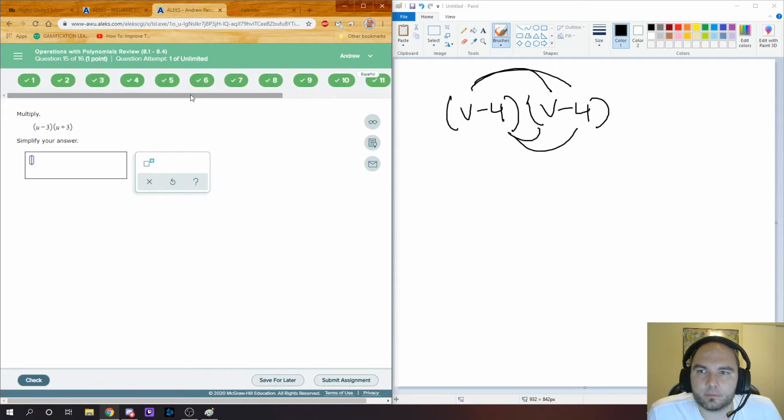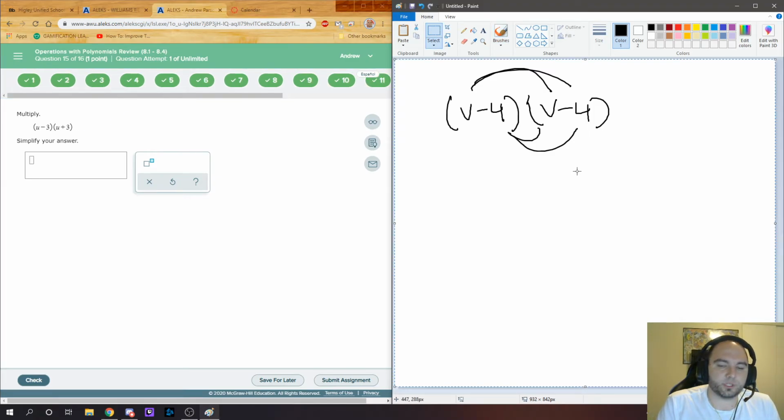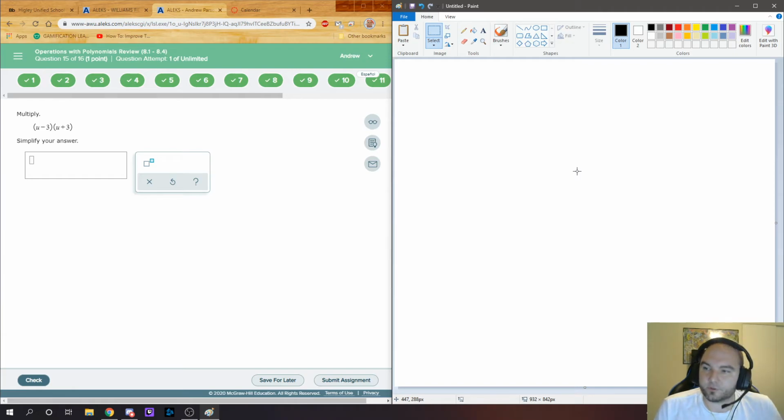Okay, what problem are we on? Oh, two more. All right, so all those ones were singular things squared, so the property was first thing squared, twice their product in the middle, and then the last thing squared. Now this one's a little different.